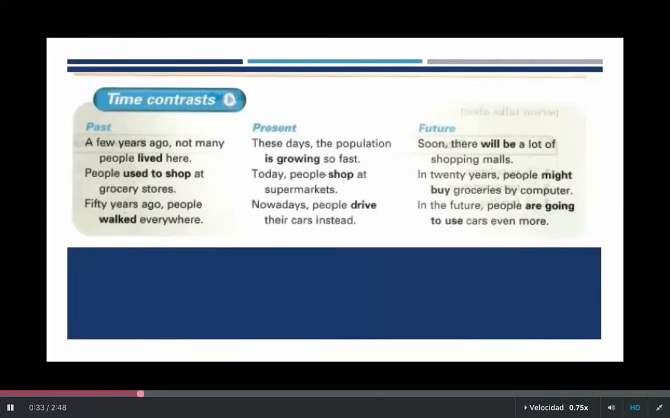People used to shop at grocery stores. Today, people shop at supermarkets. In 20 years, people might buy groceries by computer. 50 years ago, people walked everywhere. Nowadays, people drive their cars instead. In the future, people are going to use cars even more.